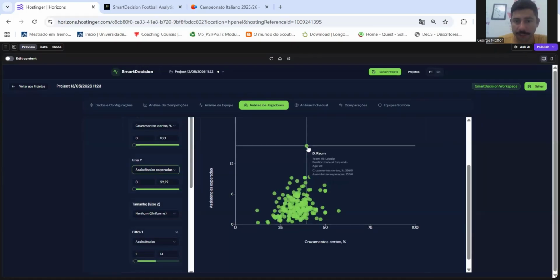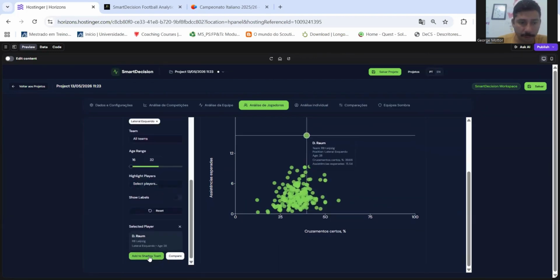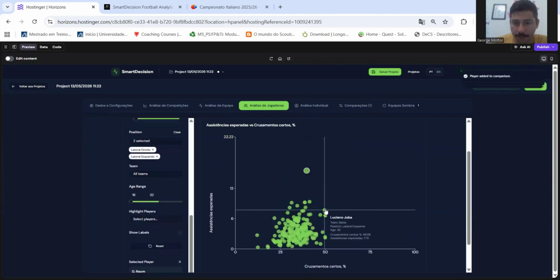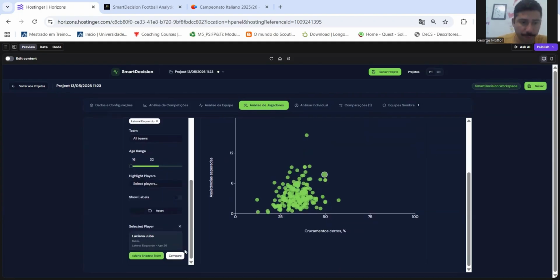We can look at this up here. Lopes, Ramos here. Let's put them there for our shadow team, and also for comparison. Luciano Juba from Bahia is very offensive. He's a very offensive player. Let's put the word for our shadow team. Tetanes Roca. I don't know him well, so we can check later.